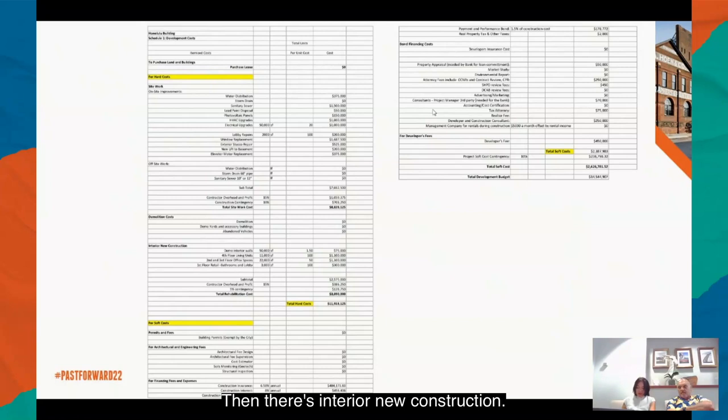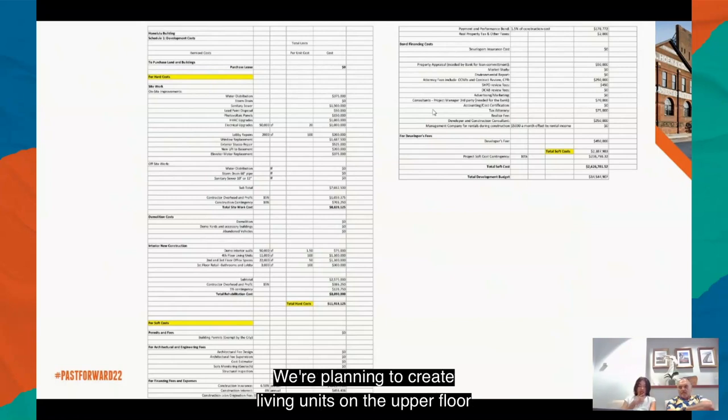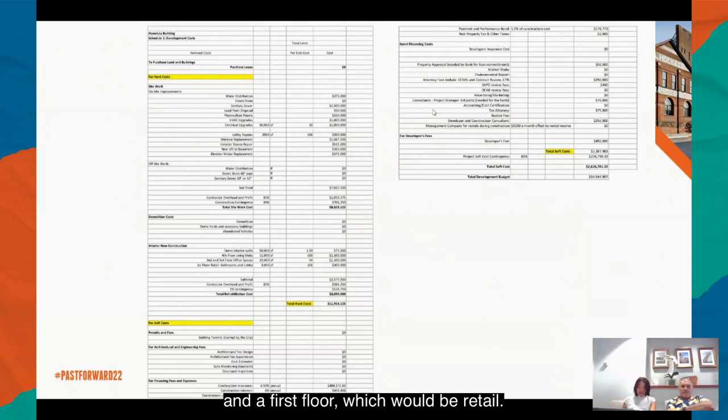Then there's interior new construction. We're planning to create living units on the upper floor. That is estimated to be $100 a square foot for $1.1 million. The footprint of the building is about 10,000 square feet, and so each level is about 10,000 square feet. So we have the second and third levels that we would convert to office, and a first floor, which would be retail, that would also be at $100 a square foot. So we're looking at interior modifications of about $3 million for total hard costs of $11 million.